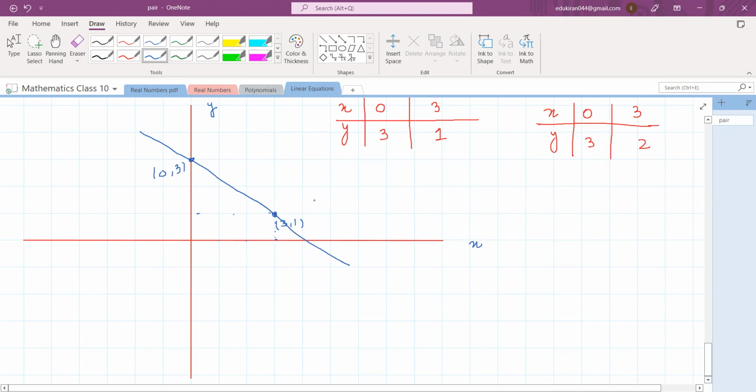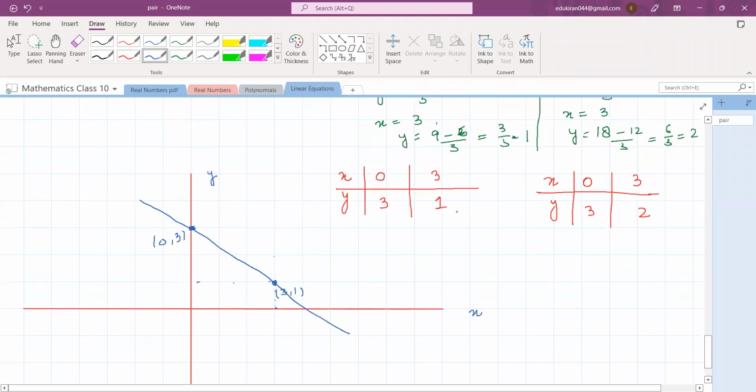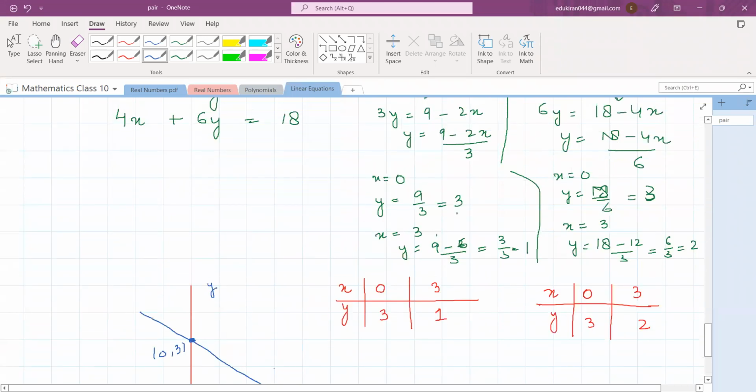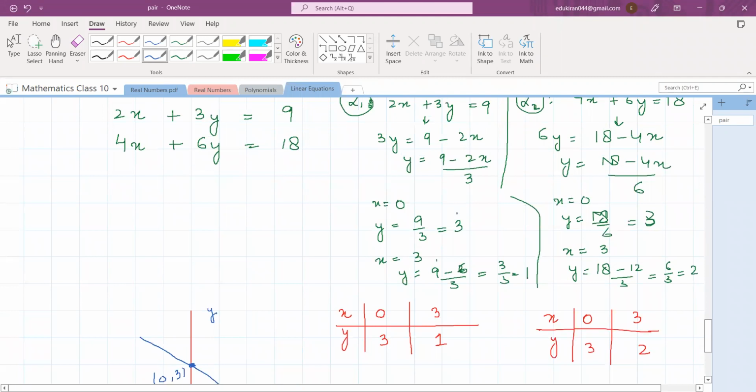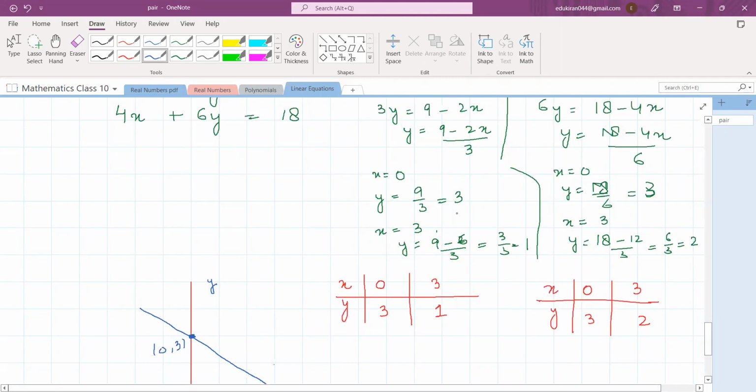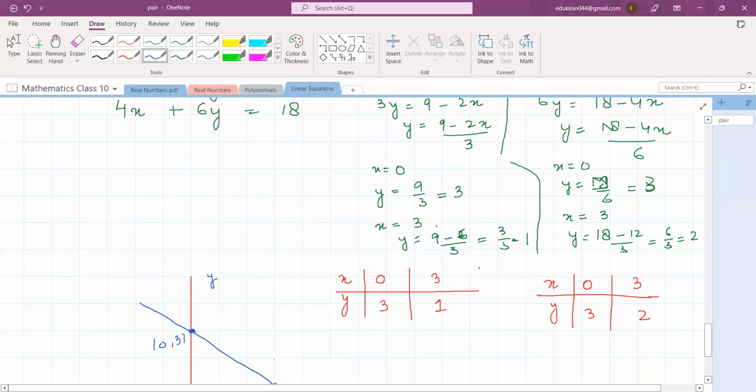Now next. When x is 0, y is 3. Same point I'm getting. And when my x is 3, y is 2. Is there a mistake? I've made a mistake somewhere. One point is coming common. It should not come common actually.